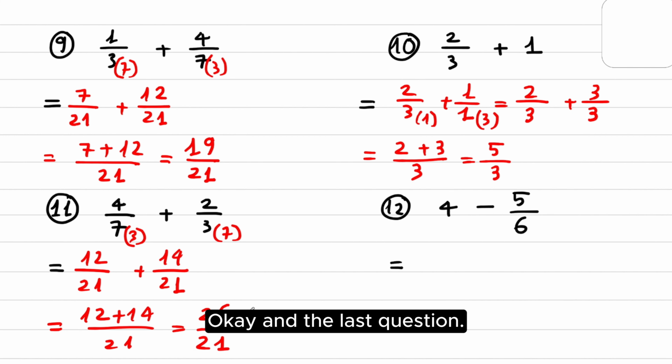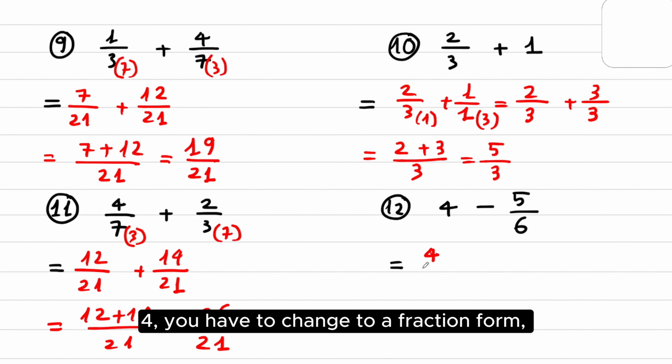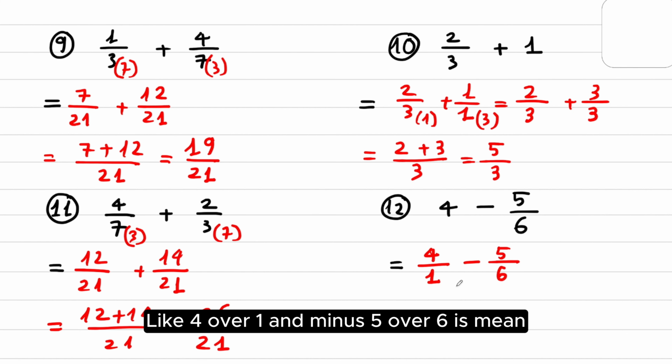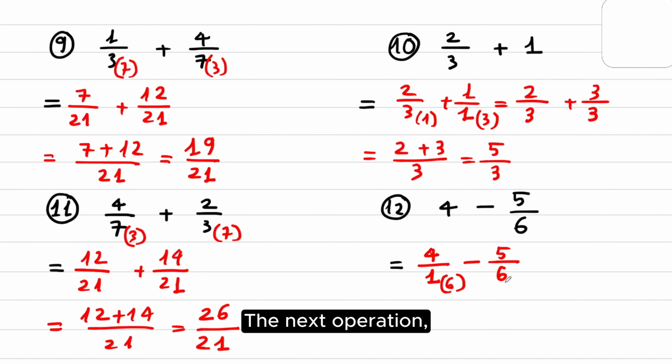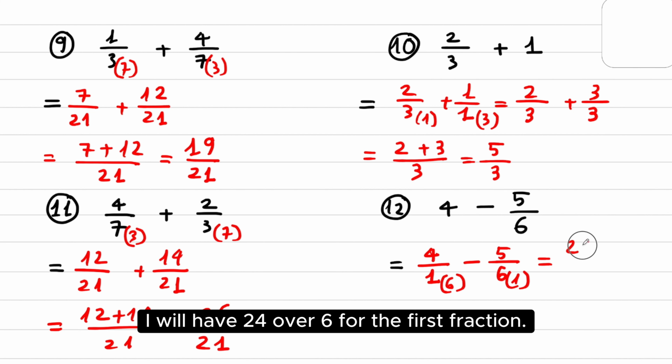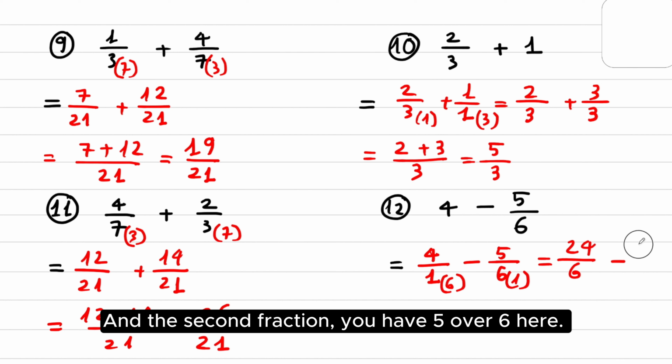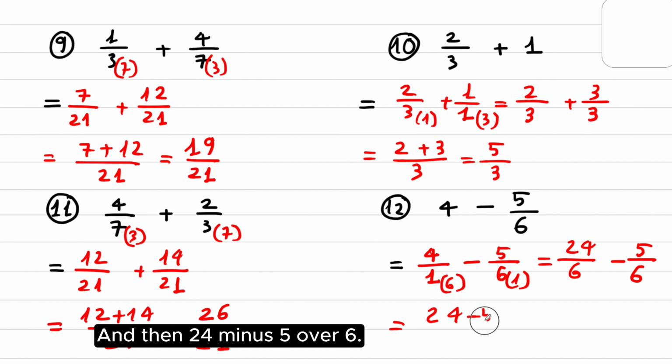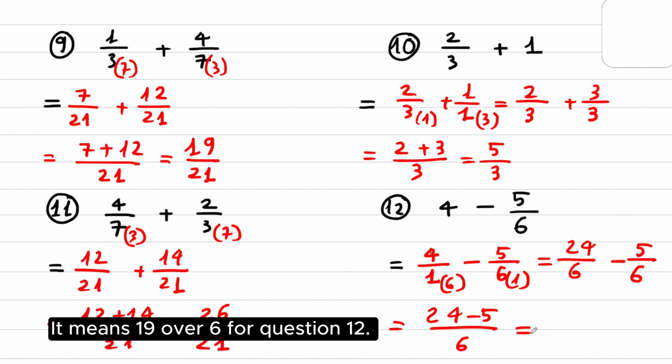Okay, and the last question, 4 minus 5 over 6. 4 you have to change to fraction form like 4 over 1, and minus 5 over 6 means the next operation I will have 24 over 6 for the first fraction, and for the second fraction you have 5 over 6 here, and then 24 minus 5 over 6 means 19 over 6 in question 12.